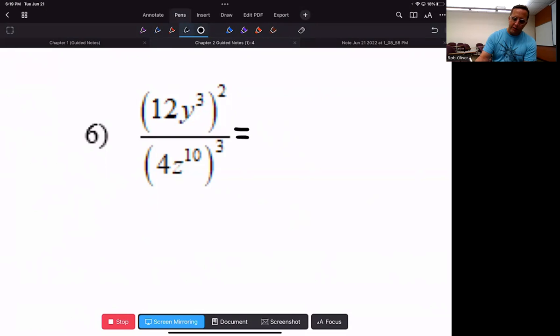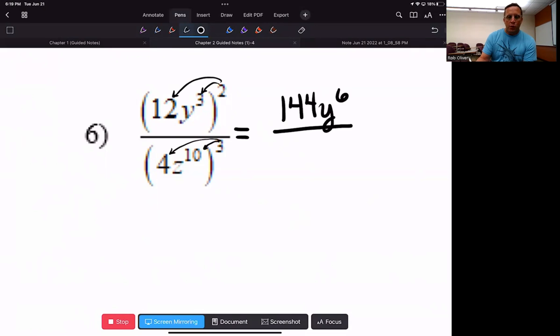So 12 squared is 144, right? That's all I'm doing, 12 squared, and then y cubed squared, which is going to be y to the 6. All right, and then we're going to do the same thing right here. We're going to do 4 cubed, and we're going to do z to the 10th cubed. So 4 cubed is 4 times 4 times 4, which is 64. And then z to the 10th, that's a power to a power. Z to the 10th cubed is going to be z to the 30th. Okay.